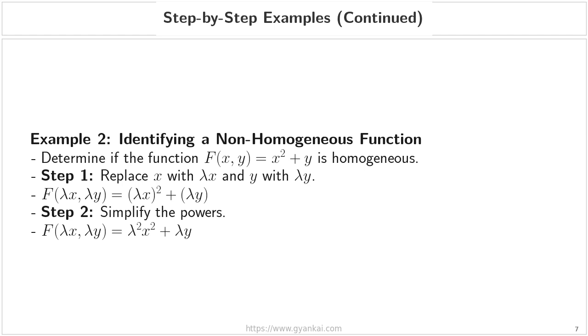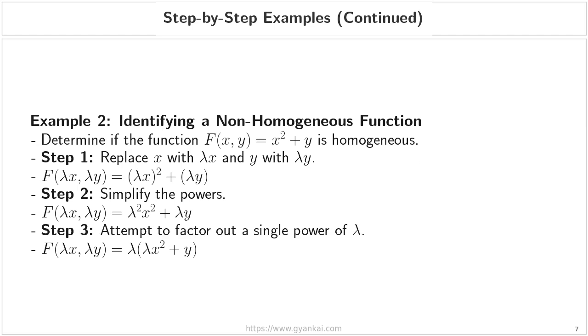Squaring the first term gives us lambda squared times x squared, so our expression becomes lambda squared x squared plus lambda y. Step 3. Now, we attempt to factor out a single power of lambda from the entire expression. If we try to pull out the largest possible common factor, we can factor out a single lambda. This leaves us with lambda multiplied by the quantity lambda x squared plus y.